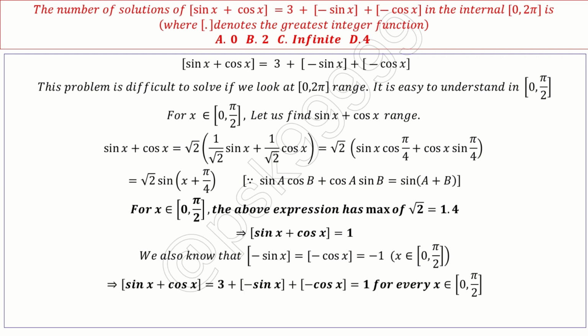So once you know this, your equation, the greatest integer function of sin x plus cos x equal to 3 plus the greatest integer function of minus sin x plus the greatest integer function of minus cos x, has the left side equal to 1 always. On the right side, each term is minus 1, so minus 2, and 3 minus 2 is 1. Both sides are 1. So this is true for many angles. In the range 0 to pi by 2 itself it is possible for many angles, which means your solution set is infinite. You don't need to check the other quadrants now. So this is the solution set. Hope you understand this problem.